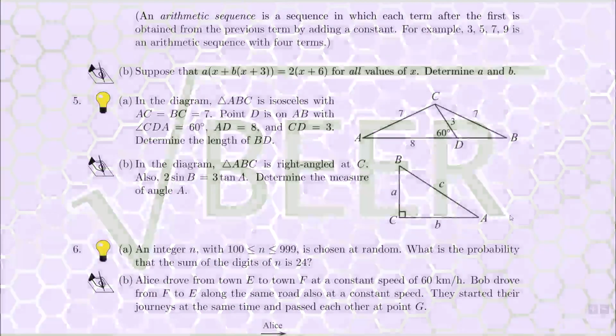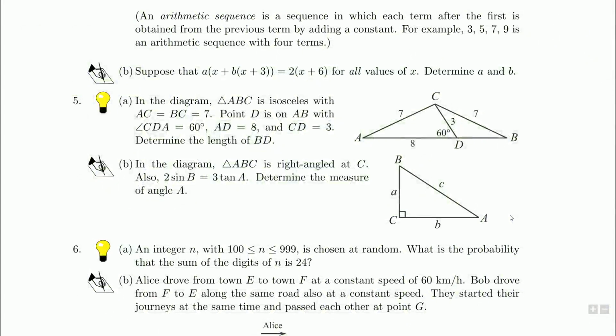Hi there, folks. Root Beer here with question number 5, the very halfway point of our Euclid 2009 contest. In the diagram, triangle ABC is isosceles with AC equals BC equals 7. Point D is on AB with angle CDA equal to 60 degrees, AD equal to 8, and CD equal to 3.